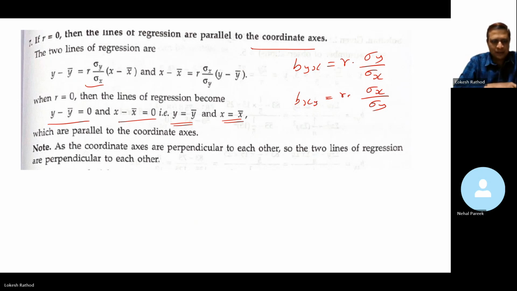Yes, sir. And these two lines will be perpendicular to each other when r is 0. When r is 0, they will be perpendicular to each other. Okay. Wait 1 minute. The lines will be perpendicular to each other. Okay, yeah.